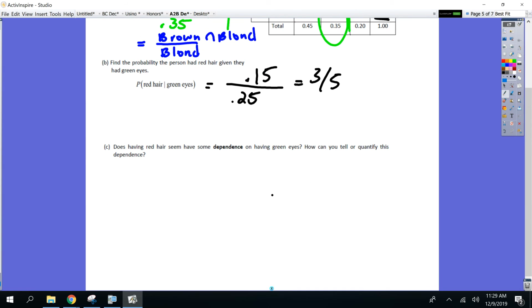Does having red hair depend on having green eyes? I have no idea. But I could test if they're separate. I have a test to see if they're independent, right? Yes. And by the way, this is mathematically, this is not your opinion. This is mathematically proving to me that one depends on the other.